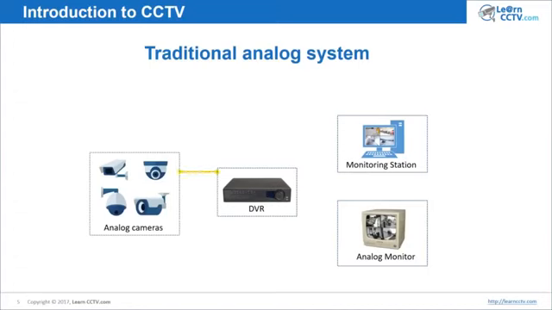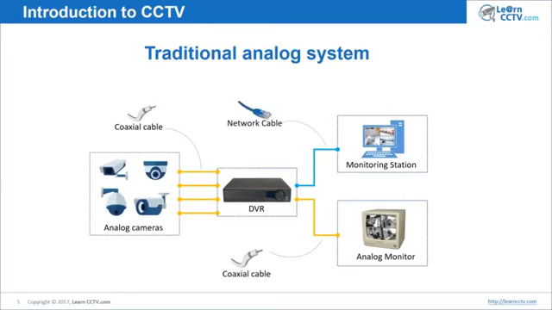So what I'm going to do is just connect some cables from the cameras to the DVR, one cable per camera. It's a coaxial cable you connect from the camera to your DVR. And then you can also connect the same type of cable from your DVR to your analog monitor. One more cable from the DVR to the monitor station, that will be the network cable. So the system is very simple.